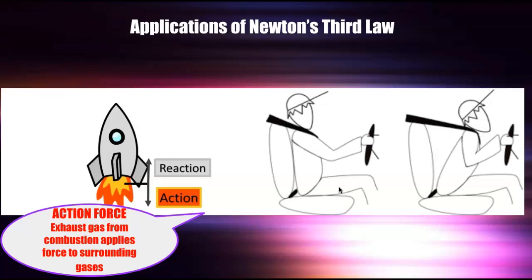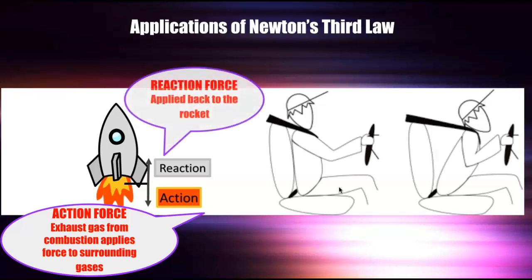This exhaust gas applies a huge amount of force onto the surrounding gases underneath the rocket. That's our action force. There's then a reaction force of those gases applied back to the rocket, which is actually what pushes or propels that rocket, allowing it to accelerate and shoot up into the sky and eventually out to space. Another very applicable application of Newton's third law is in seatbelts.